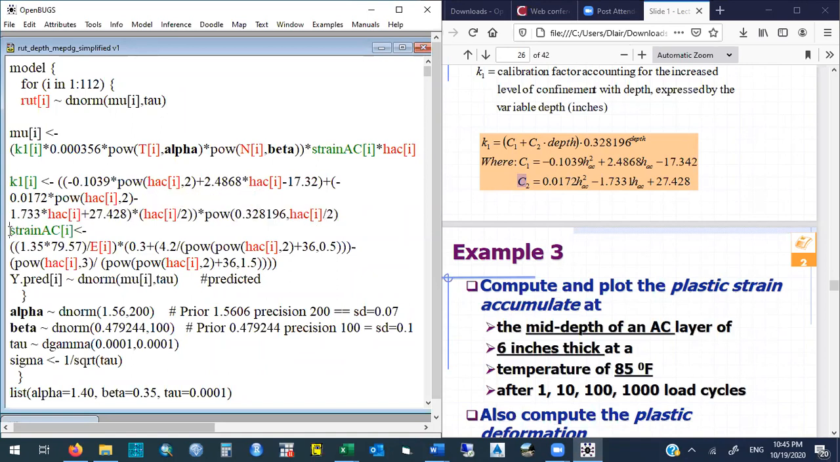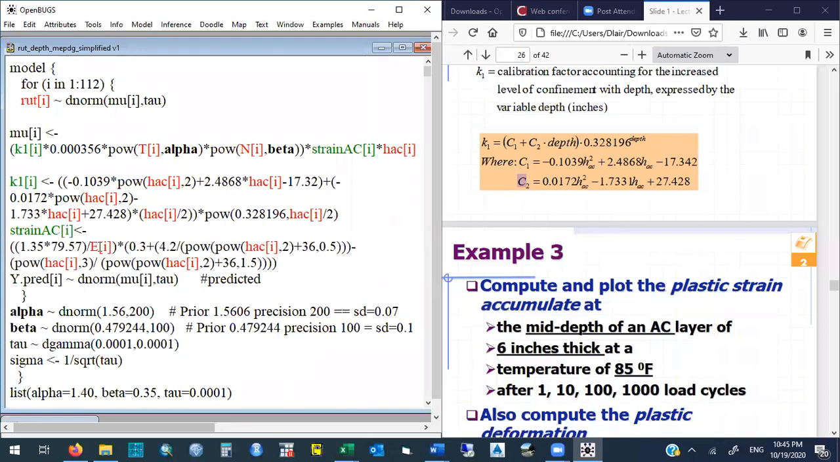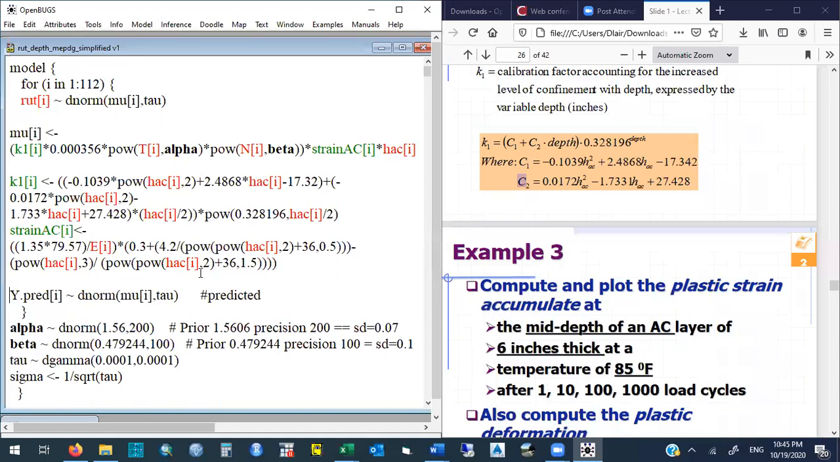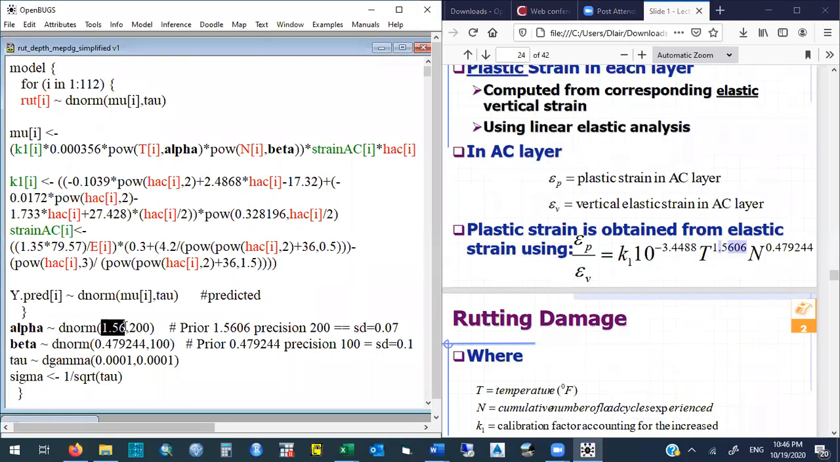And then I still need to define my strain, which I'm defining with an equation here, which I'm not gonna explain. I'm taking it for granted because otherwise it's gonna be a bit confusing to you, but it has elastic modulus and other stuff inside. Now, my alpha, which is the one on the power of T, is 1.56. You see here, my T? So that's why I define here 1.56. My beta, 0.479244, is the same I have here.